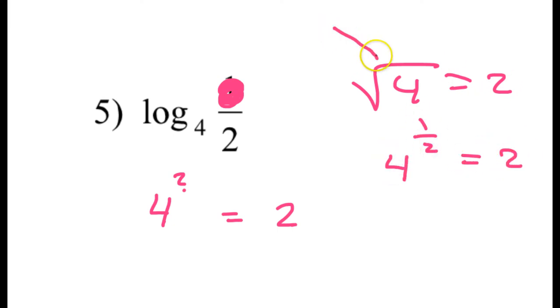I don't want you to have to write this down every time. I want you just to get comfortable with the fact that square root and 1/2 power are just different ways of writing the same thing. So when you ask yourself 4 to what power is 2, you should automatically start thinking, oh, that'll be the 1/2 power because that's the square root.